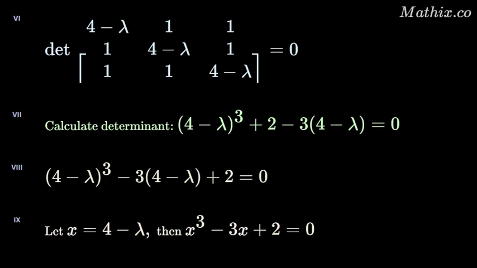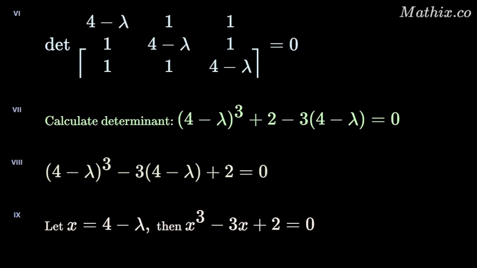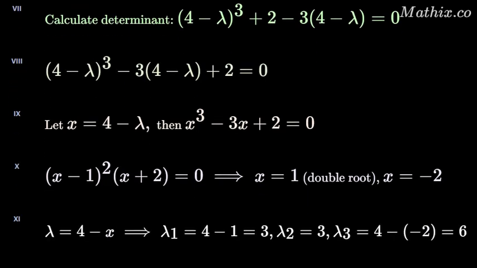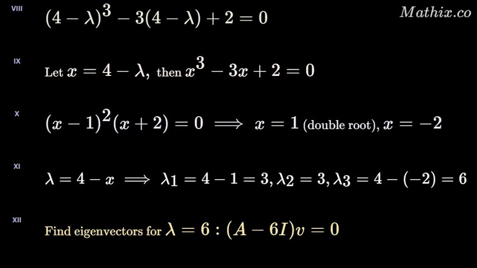We rewrite the equation as (4 minus lambda)^3 minus 3 times (4 minus lambda) plus 2 equals 0. Letting x equal 4 minus lambda simplifies the equation to x^3 minus 3x plus 2 equals 0. Factoring this cubic polynomial gives (x minus 1)^2 times (x plus 2) equals 0, which means x equals 1 with multiplicity 2, and x equals negative 2. Substituting back for lambda, we find lambda equals 4 minus x, so the eigenvalues are 3, 3, and 6.